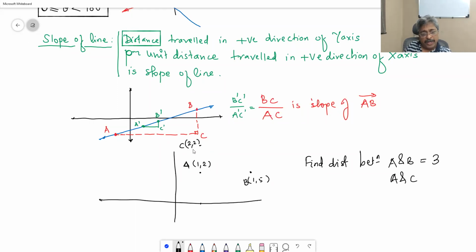So now I give you point C, which is 2, 2. So how much is distance AC? Again, it is simple because... Sorry, I should have given you correct point. It is not 2, 2. It is 1, 4.